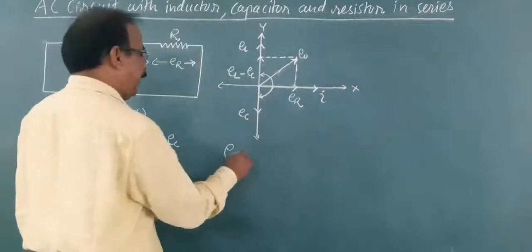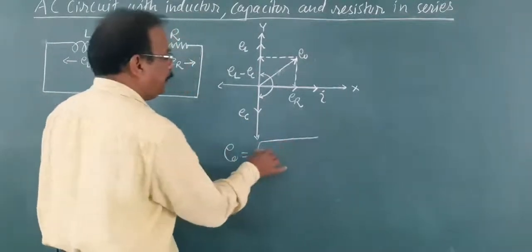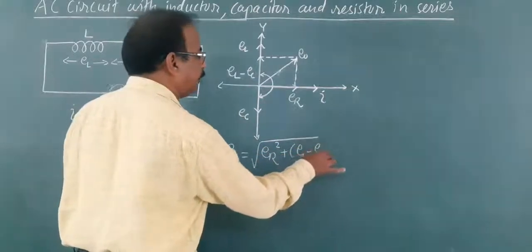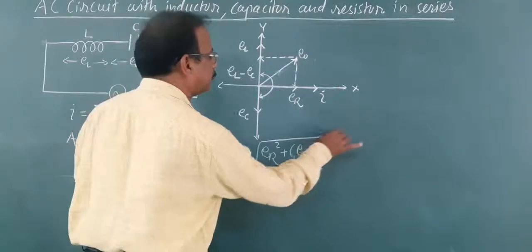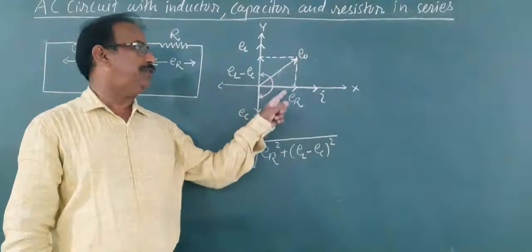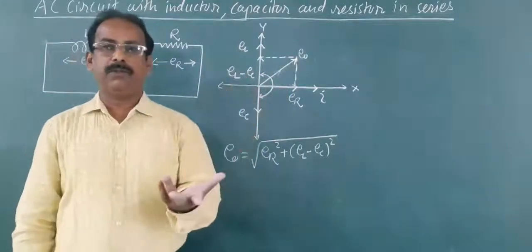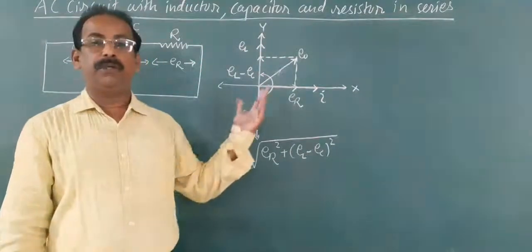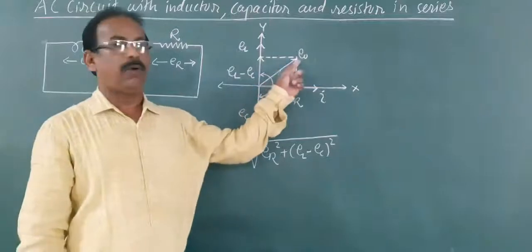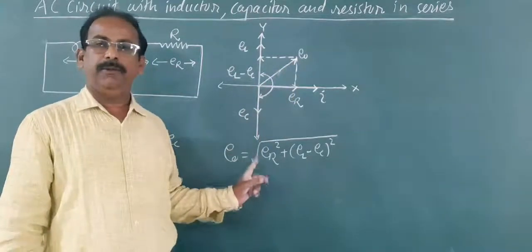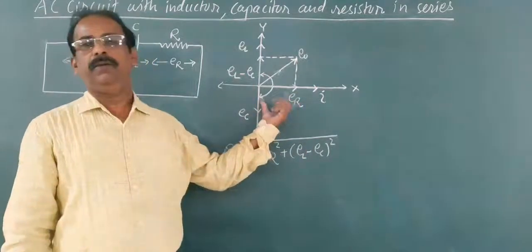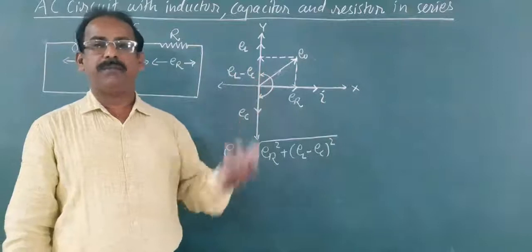This E0 we can write from the figure as root of ER square plus (EL minus EC) square. It is a resultant of these two quantities which are perpendicular to each other. There is a phasor difference of pi by 2 radian between them. Therefore, this resultant quantity we can find by taking the square root of ER square plus (EL minus EC) bracket square.